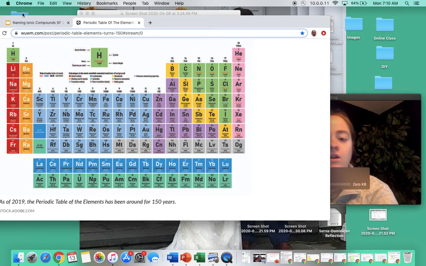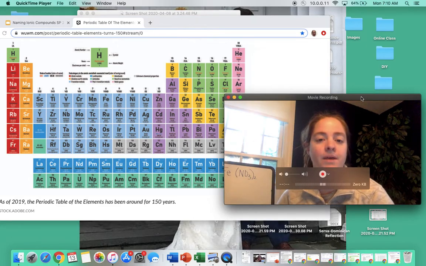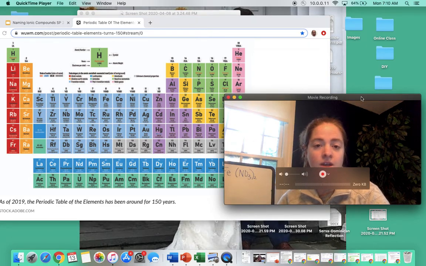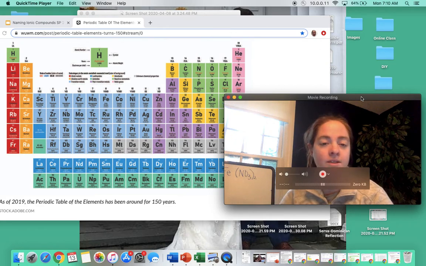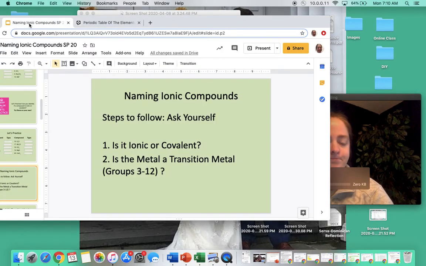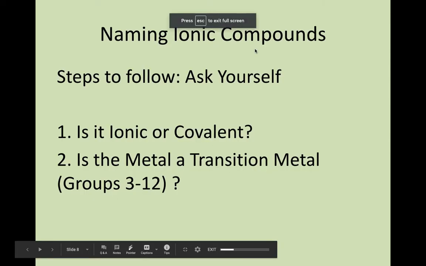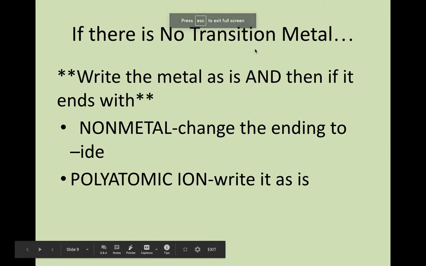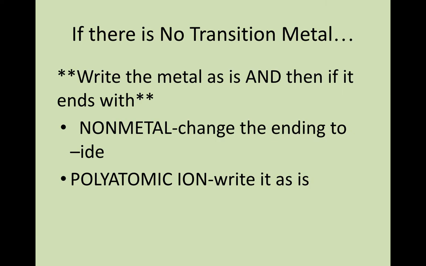Now, a transition metal is important because transition metals can have more than one type of charge. Typically, metals only have one type of charge, but transition metals can have a +1, a +2, or a +3, depending on what they are bonded with, okay? So, transition metals, ask yourself that. All right, if there is no transition metal, you're going to write the metal as is, and then if it ends with a nonmetal, you're going to change the ending to IDE. And if it's a polyatomic ion, you're going to write it as is.